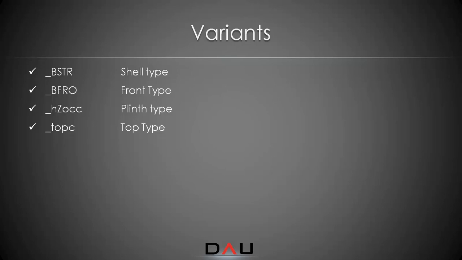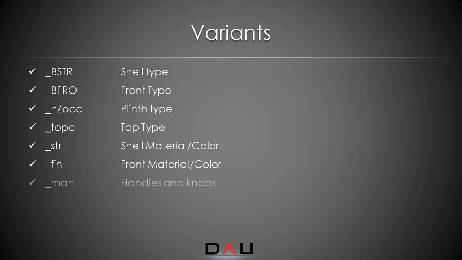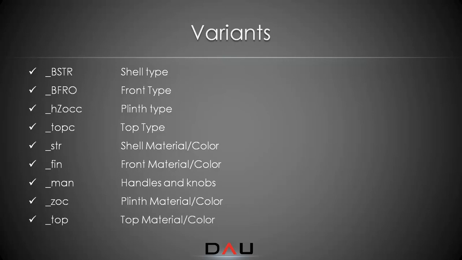Then we move on to the materials. Obviously, the structure will have its material. The same is for the front. When they are fronts, inserting knobs and handles is required. Last, we'll define the material for the plinth and for the top. Obviously, it's a rather limited system, but the purpose of the tutorial is to explain the concept, and it won't be hard to extend to the real thing.